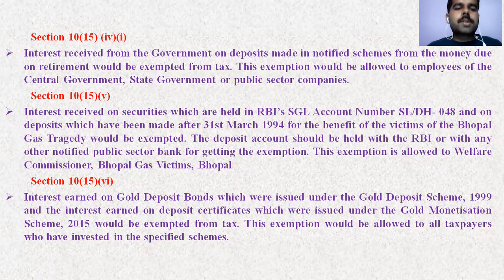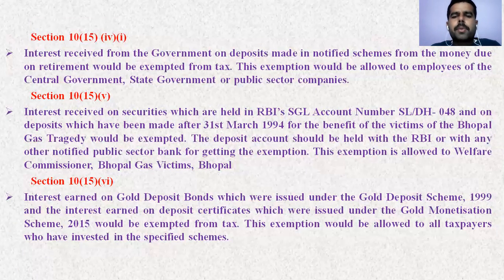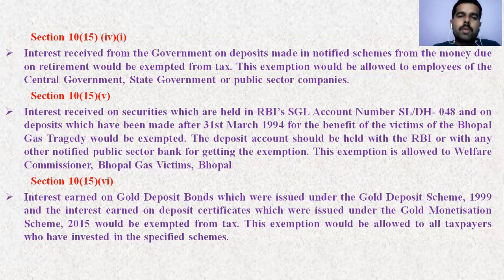Then interest received on securities which are held in RBI's SGL account number SL/DL 048, and on deposits which have been made after 31st March 1994 for the benefit of victims of the Bhopal gas tragedy would be exempted. Okay, there is a separate account, and from this account, any amount received by the Bhopal gas tragedy people is fully exempted. If they received it already and receive an amount for the second time, the second amount is not exempted. It is not a tax free amount also; we need to pay some tax to the government.